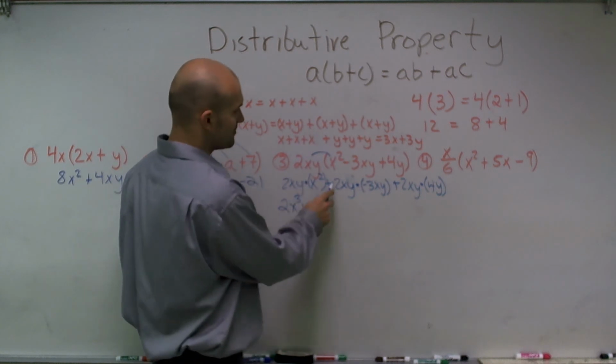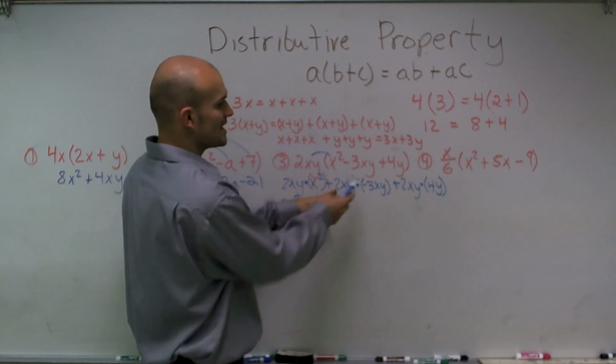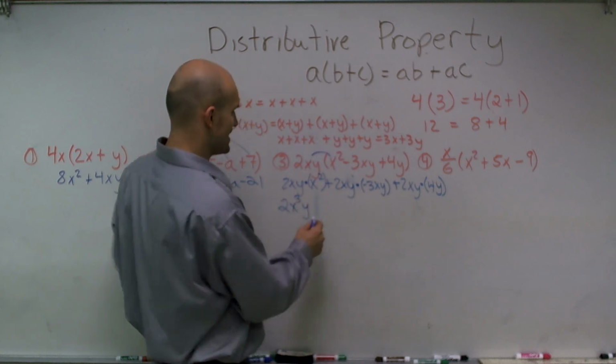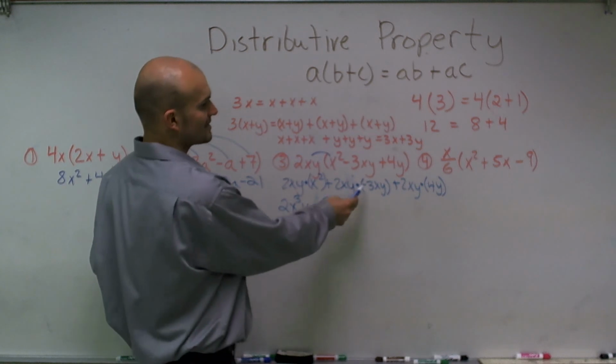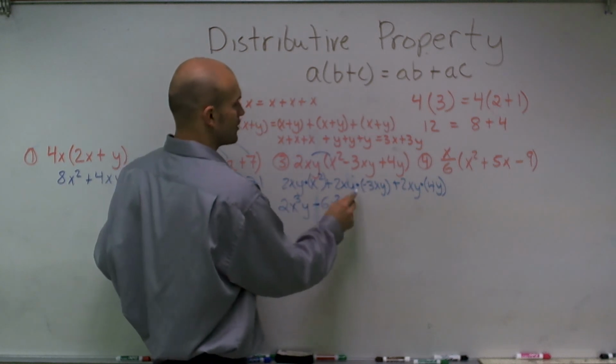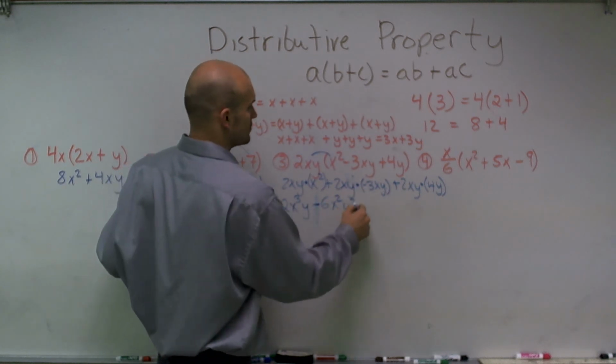Here, instead of writing the plus, notice I'm going to multiply a 2 times a negative 3. That's going to give me a negative 6. So this term is actually going to be negative. X times x is x squared. Y times y is y squared.